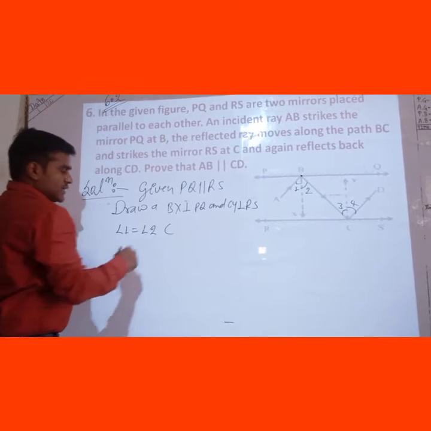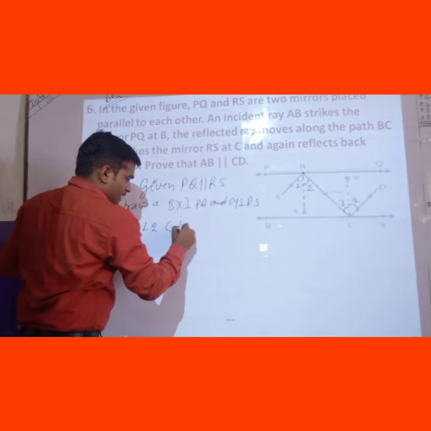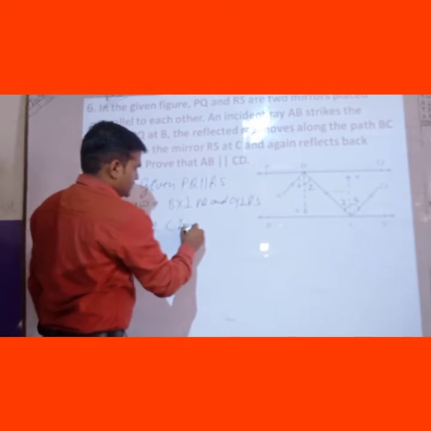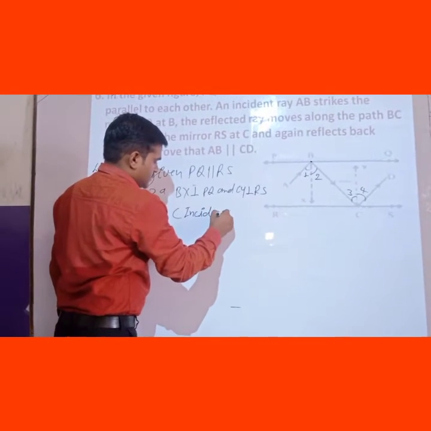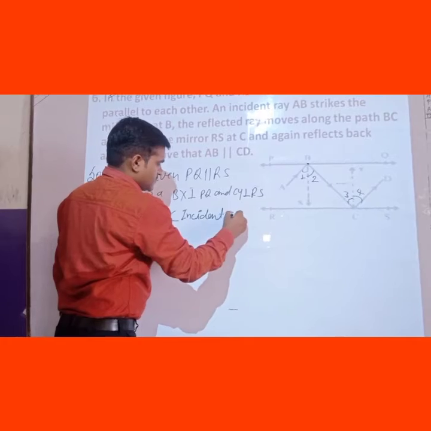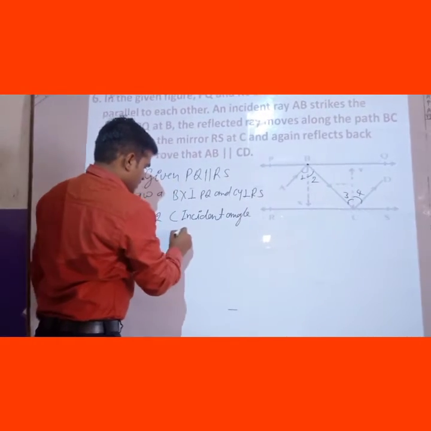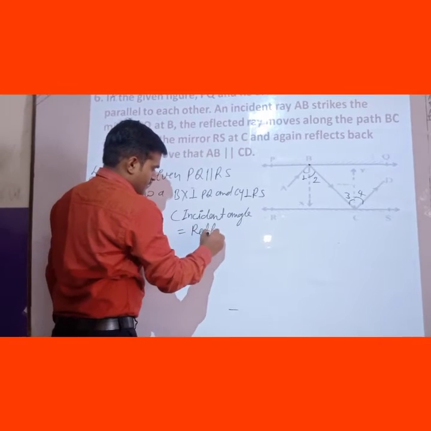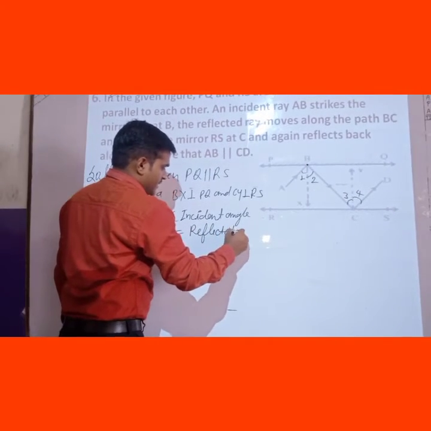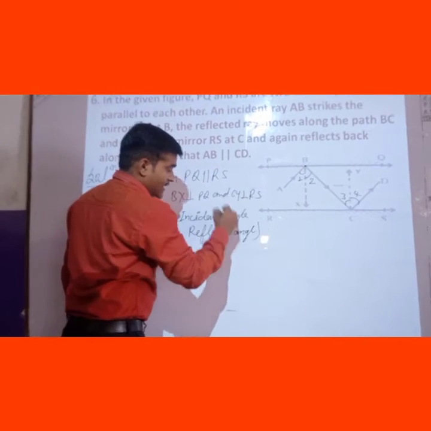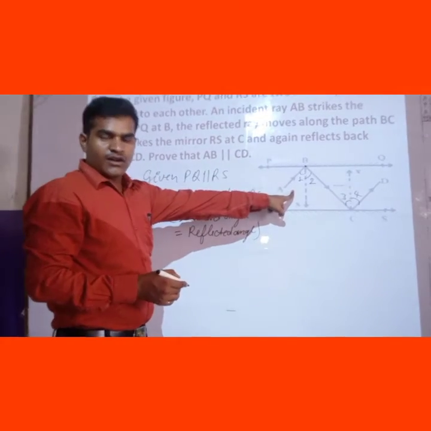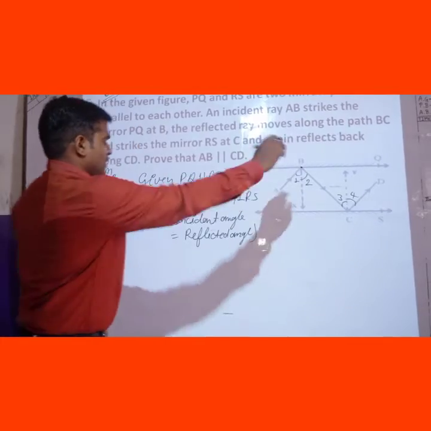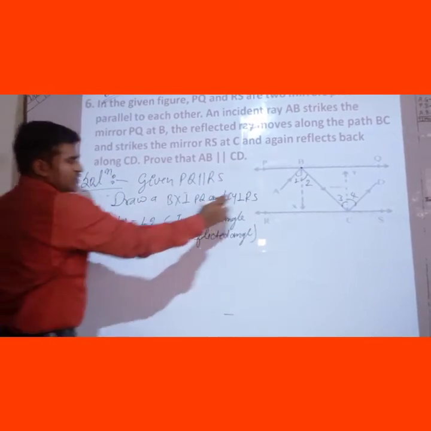How? Because we know that incident angle is equal to reflected angle. Recall your chapter on light in physics. So angle 1 is equal to angle 2.